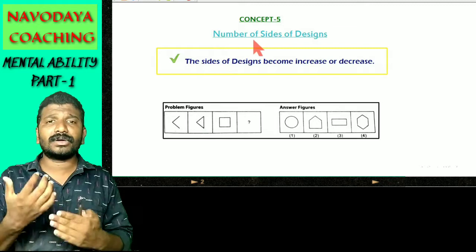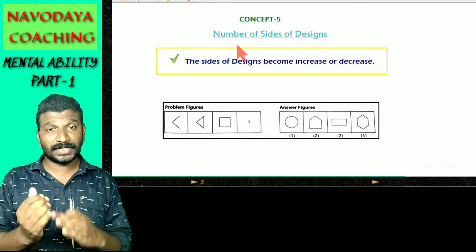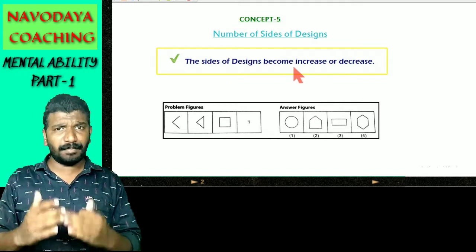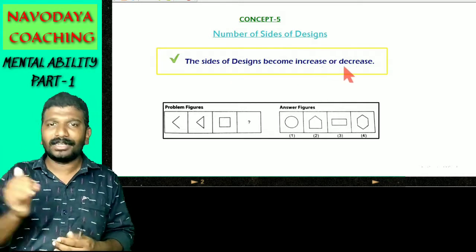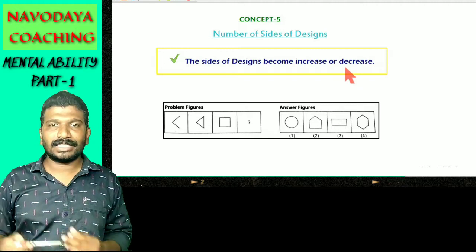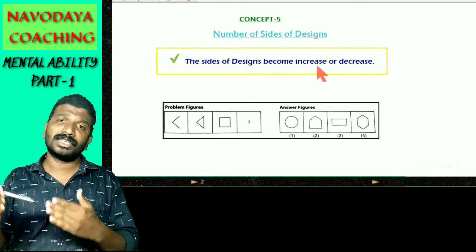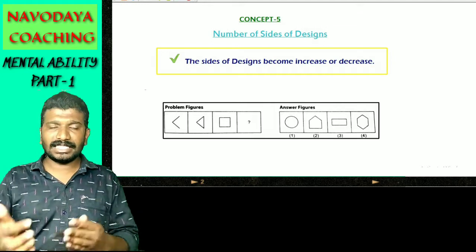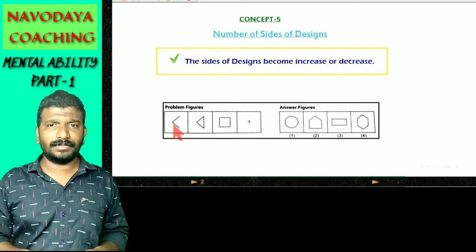Number of sides of design. The sides of designs become increase or decrease. The sides of the figure may sometimes increase and sometimes it may decrease. We can check it clearly from the example.